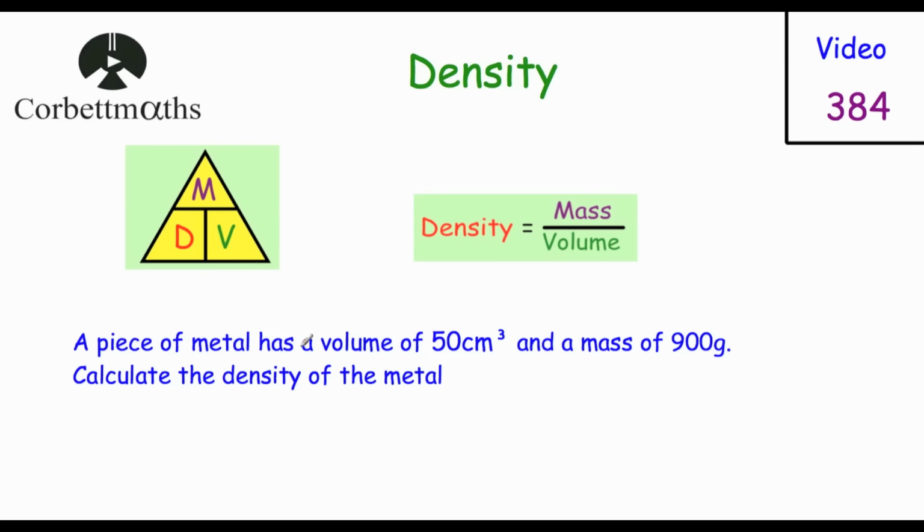It says a piece of metal has a volume of 50 centimeters cubed and a mass of 900 grams. Calculate the density of the metal. So density is equal to mass divided by volume. And the mass of the object is 900 grams, so we've got 900.